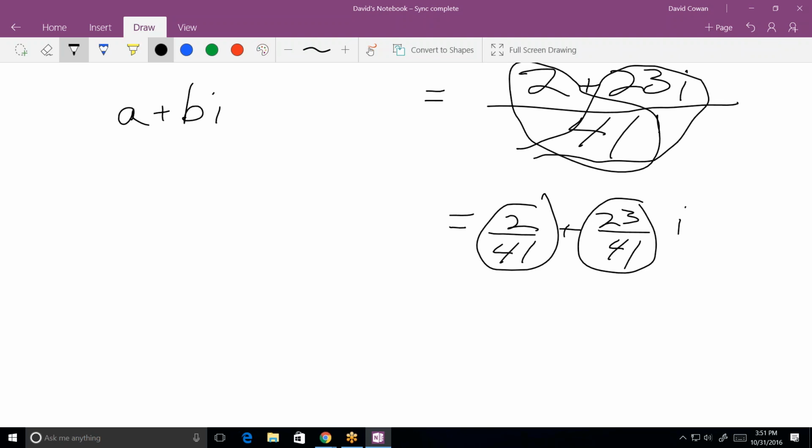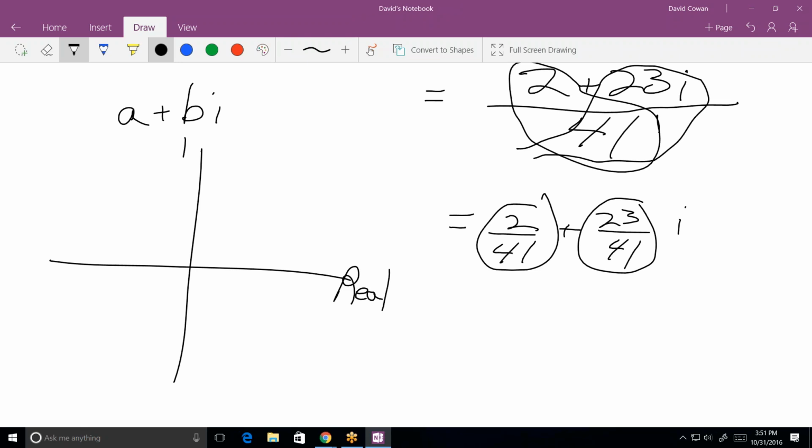In other words, here's how you graph imaginary numbers. The horizontal axis is the real axis. The vertical axis is the imaginary axis. Okay? So if I'm graphing a number, let me make it a little simpler than to have fractions. Let's say I'm graphing the number 2 plus 3i. Well, I go to 2 on the real scale, and I go to 3 on the imaginary scale. And that point is right there.